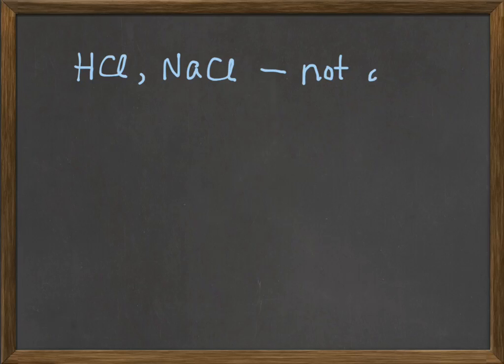Okay, so what if we had HCl and sodium chloride? Is that a buffer system? What is a buffer system? It's a weak acid and the salt of its conjugate base. So this HCl is an acid, right? And this is a salt of its conjugate base, but is HCl a weak acid? No, HCl is a strong acid. So this is not a buffer.